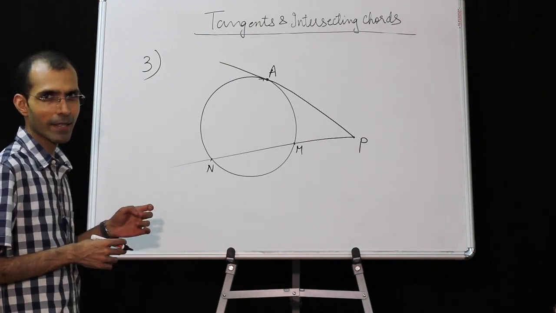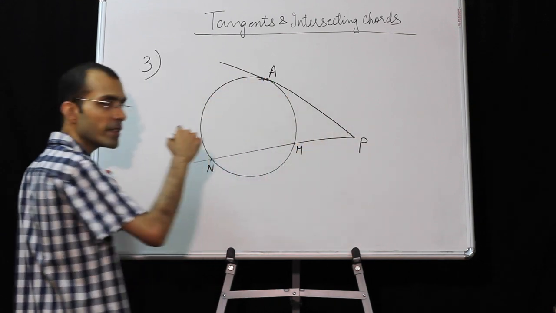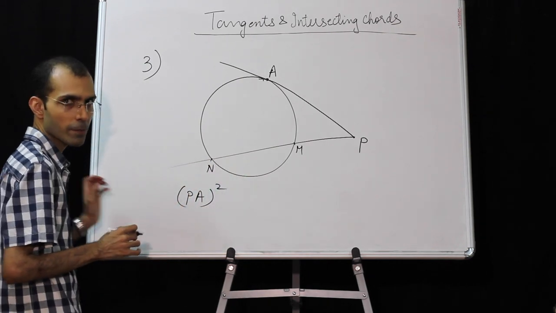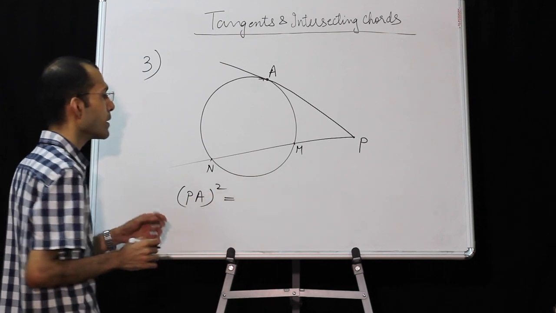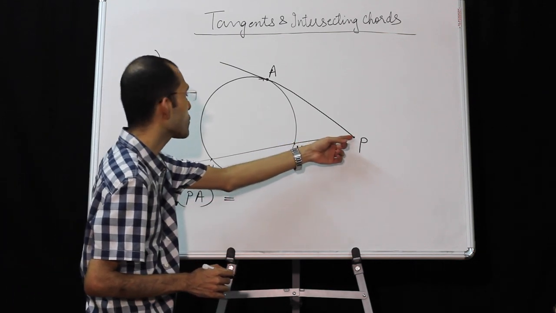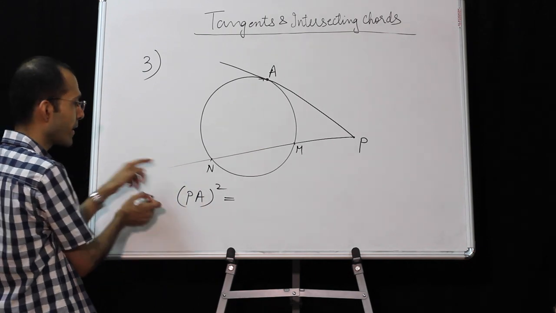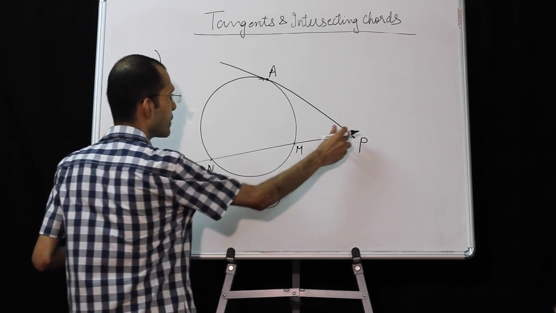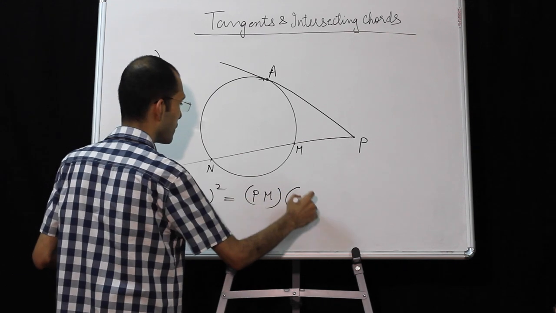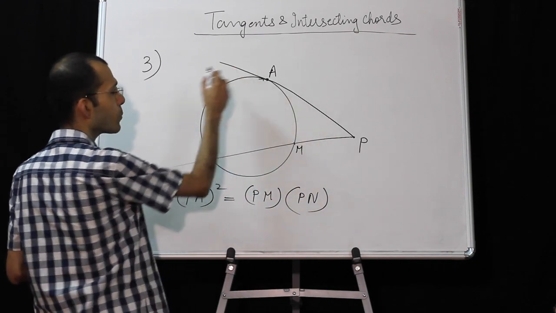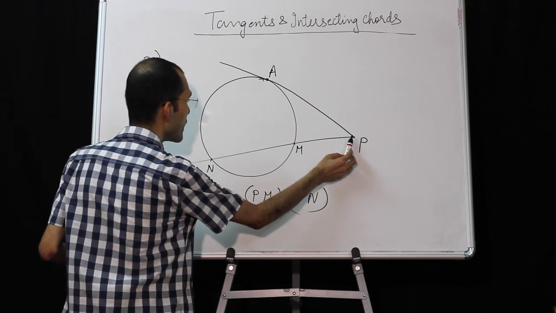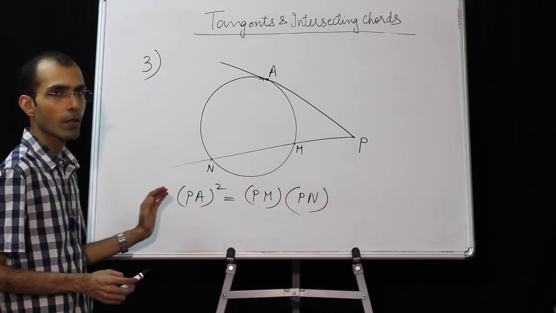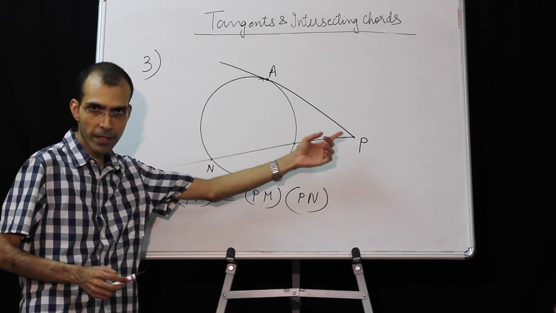Again, this can be proved by similarity. It says tangent square. So it will be PA square, because PA is a tangent here, is equaling out into whole. Now whole, this will go on extending up to here. So tangent square is equaling outer portion into the entire maximum. So PA square is equaling PM into PN. So tangent square is equaling out into whole.